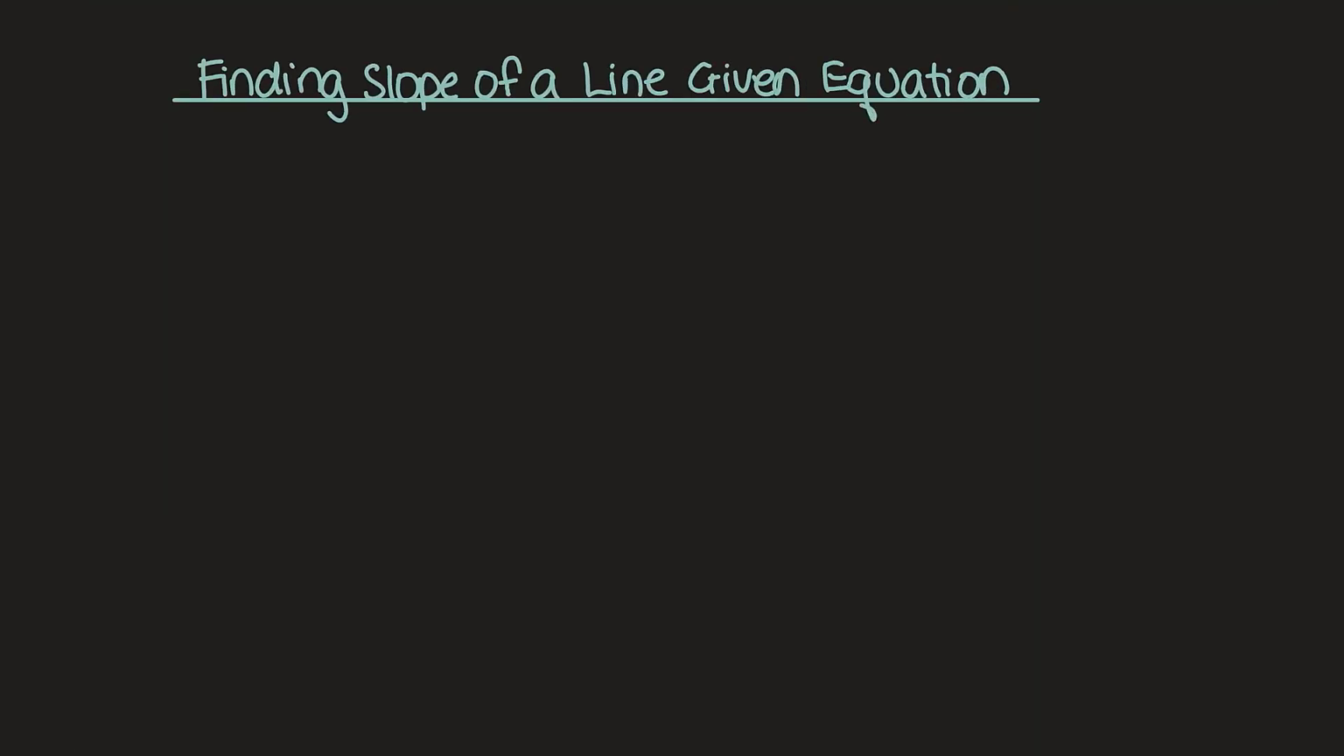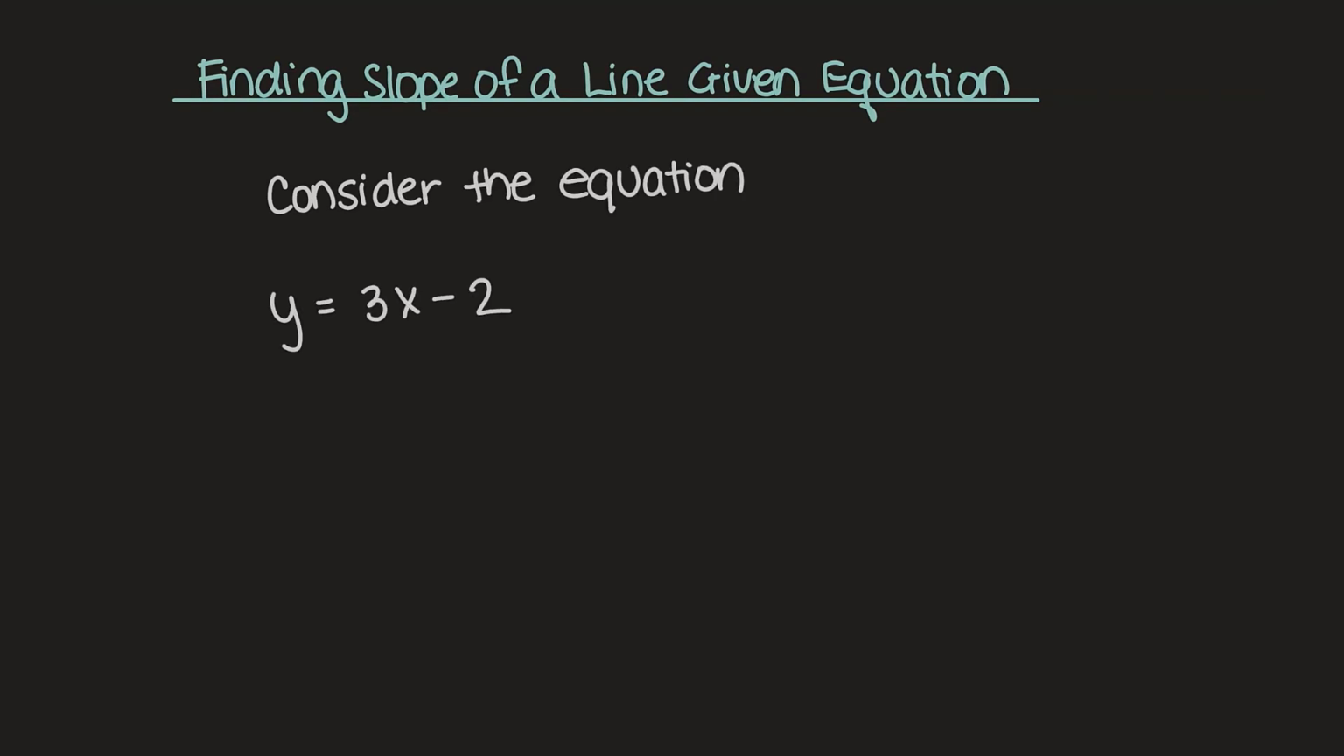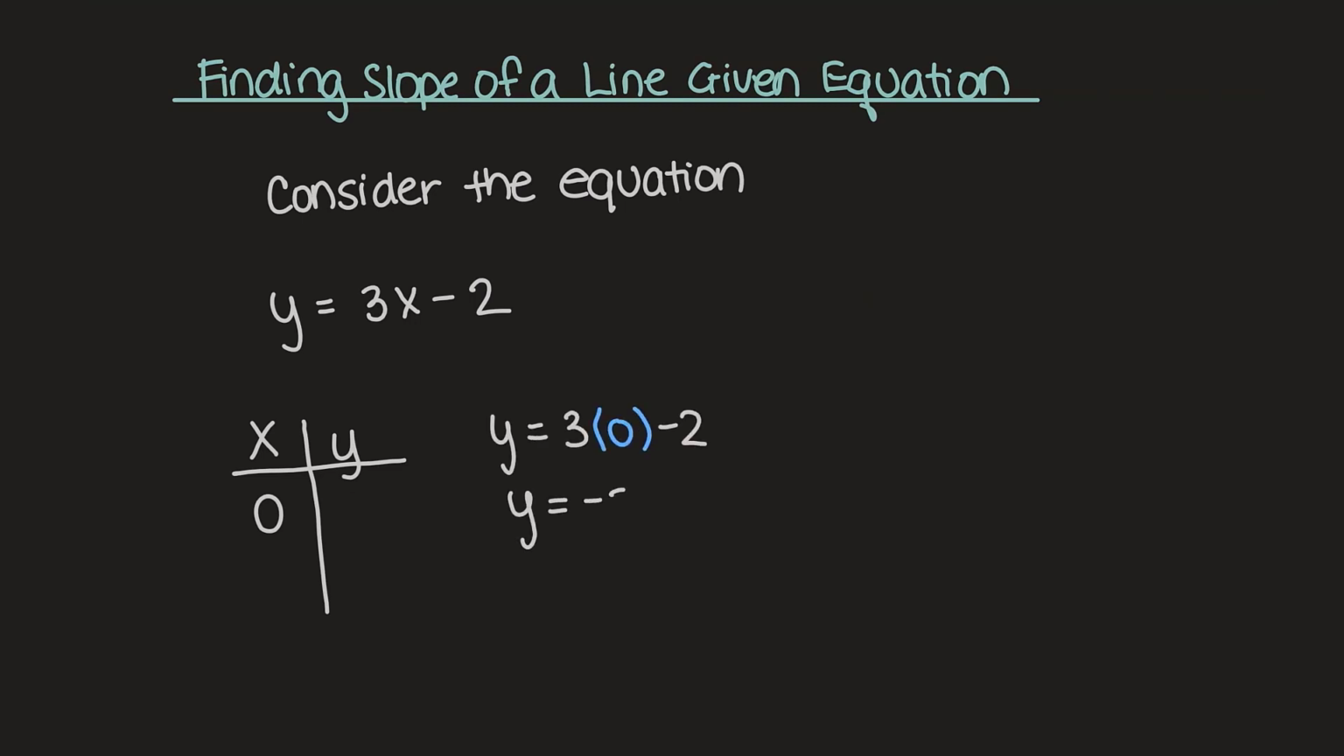Okay, let's now go over how we can find the slope of a line given its equation. So consider the equation y equals 3x minus 2. First, let's graph this equation. We need to find two ordered pairs that are solutions to this equation. Maybe we can choose 0 for x and solve for y, which is negative 2. And then choose 1 for x and solve for y, which is 1.